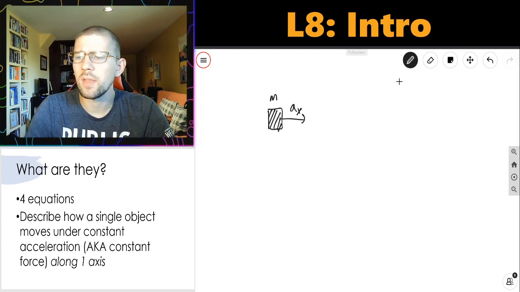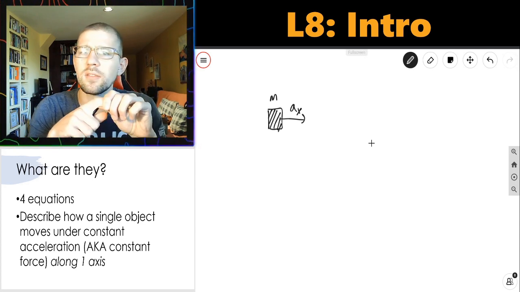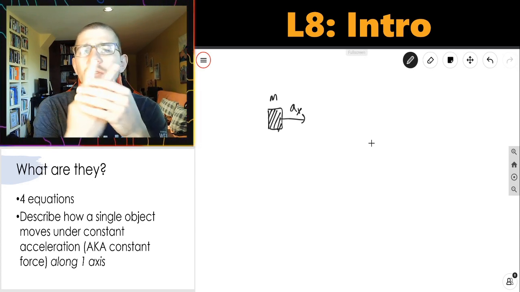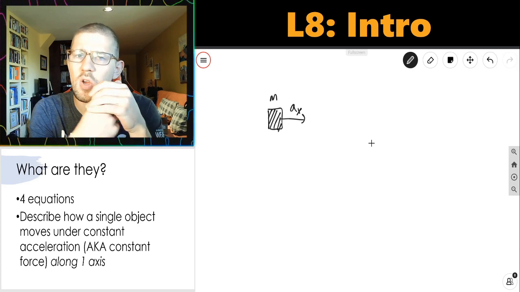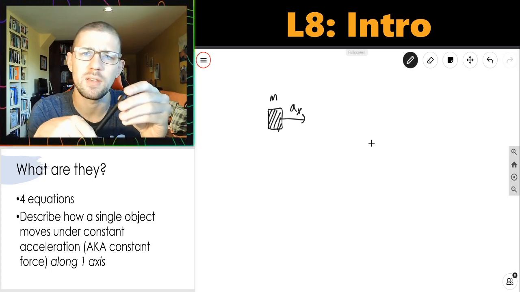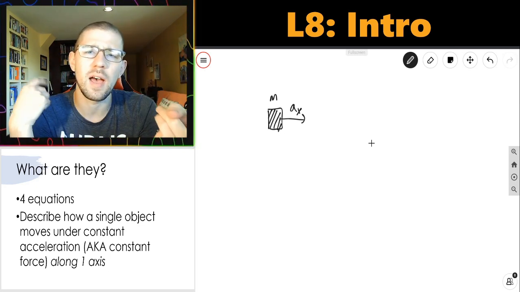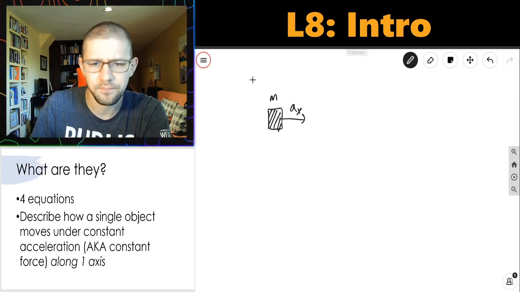Okay, so what do they describe? They describe the motion of this mass. So they describe the velocity of the mass and they describe the position of the mass. That's the main thing that the kinematic equations try to get at for us: the velocity and position as a function of time. Velocity and position as a function of time.